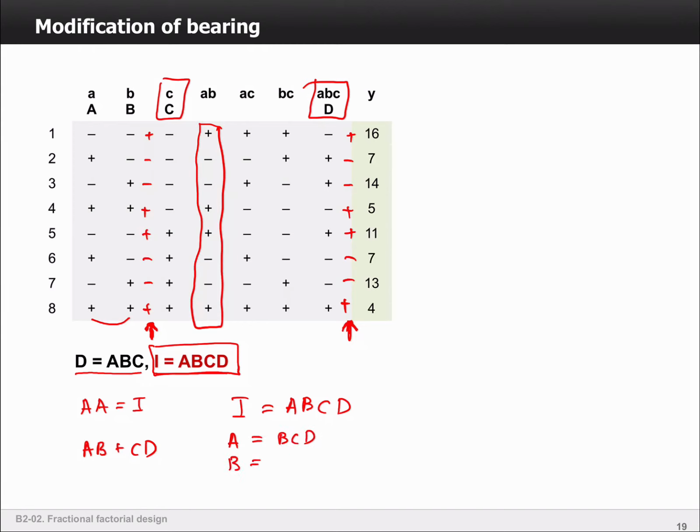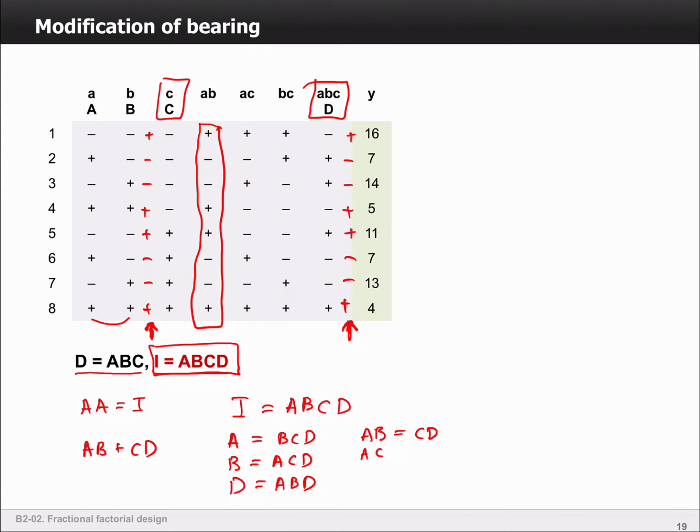B will be confounded with ACD. For example, D will be confounded with ABC. That's not a problem. So you can see that all main effects are confounded with 3-factor interactions, and a 3-factor interaction is noise. So when we confound something with noise, we still can see the main effect, right? But if we come to the 2-factor interactions, you can see AB is confounded with CD, like we just showed you before.